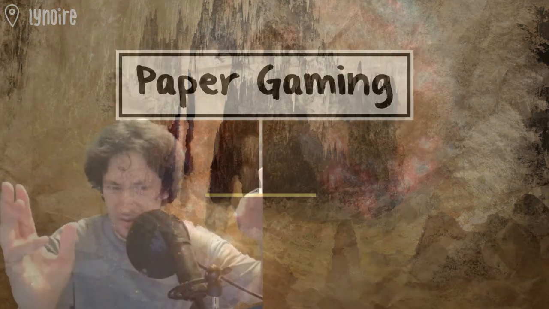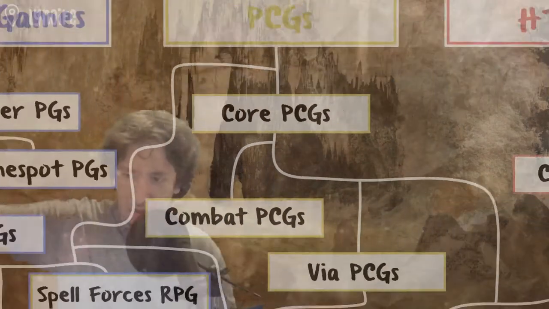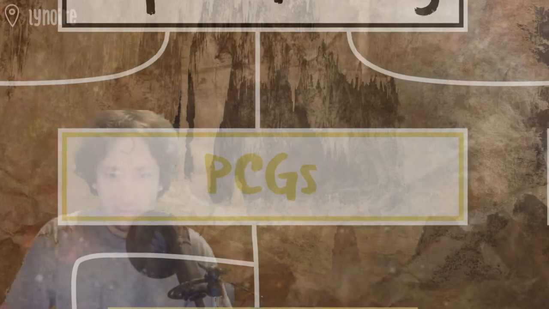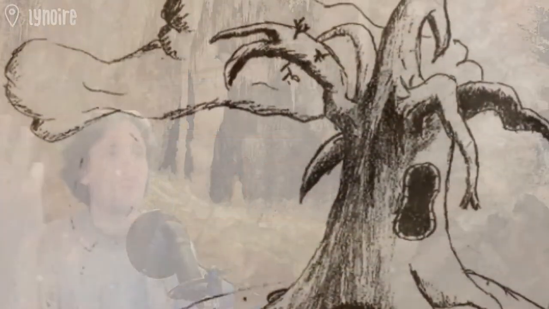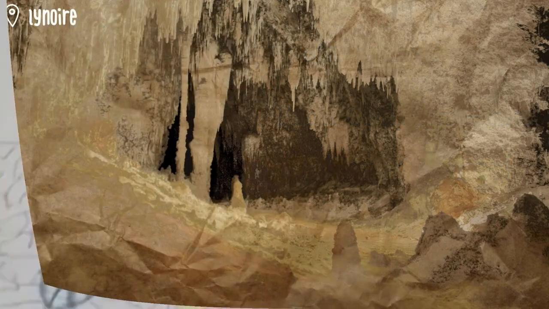I have gazed into the void of paper, and I have seen the grand structure connecting all the types, the subvariants. All is part of one grand structure. Paper games, paper computer games. It is all branches from the same tree, and I today will tell you what those branches are. Join us as we look at the types of paper games, paper computer games, and other stuff. Let's do this!